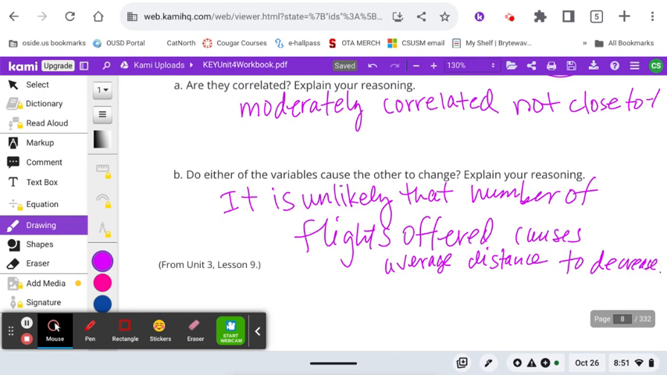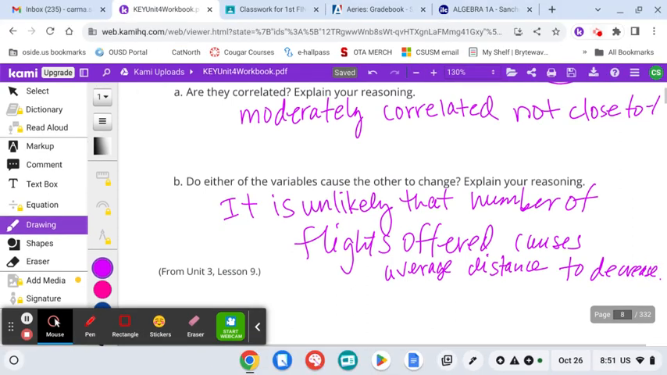Okay, and that is it for these practice problems.